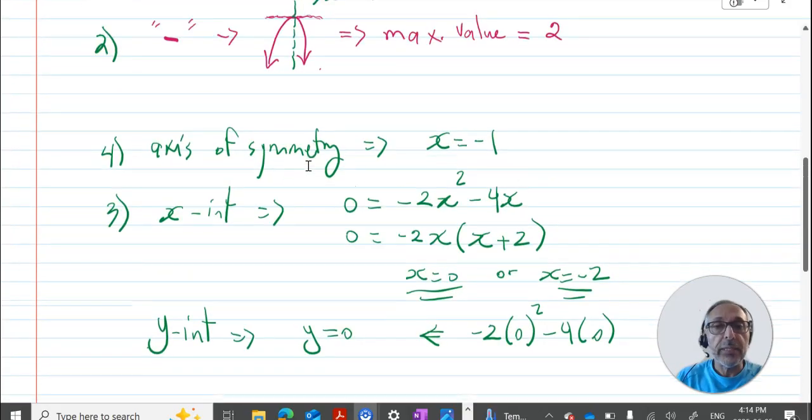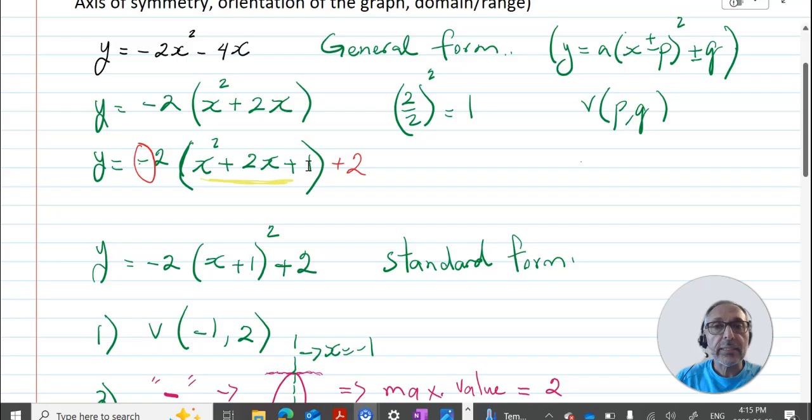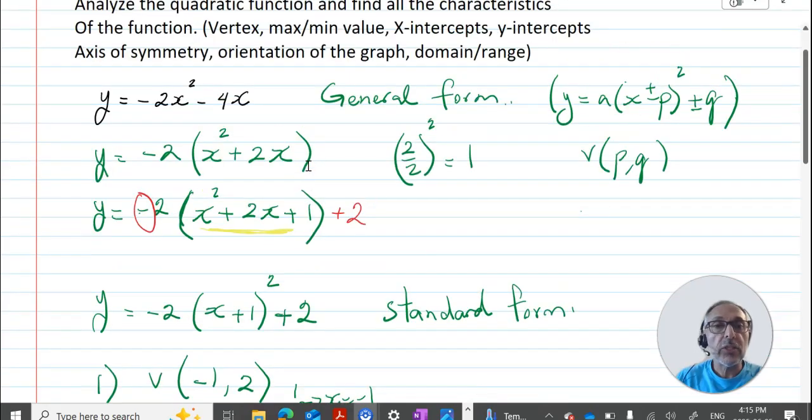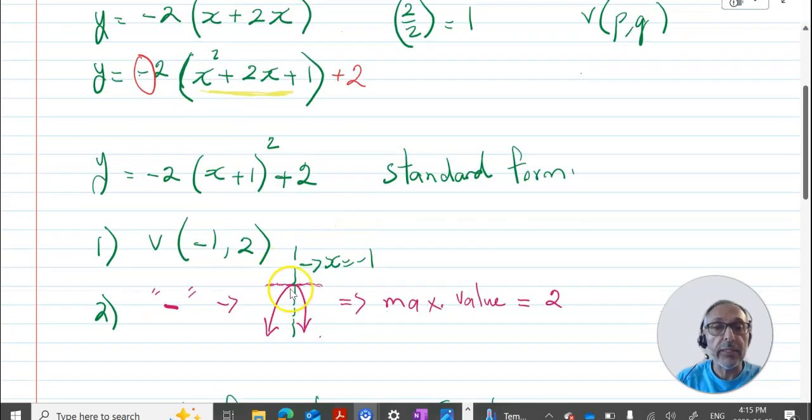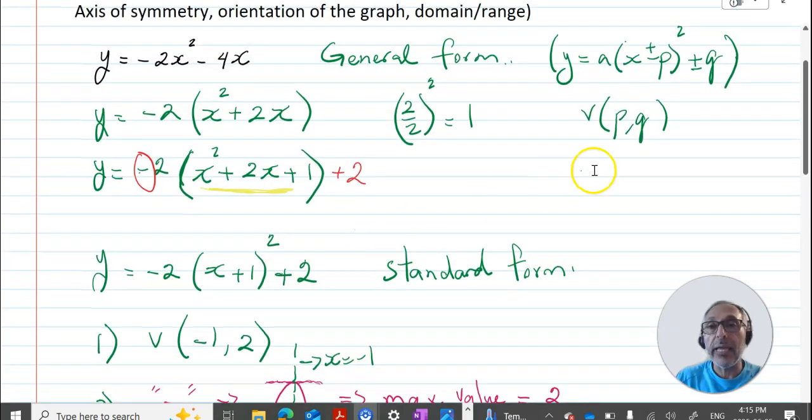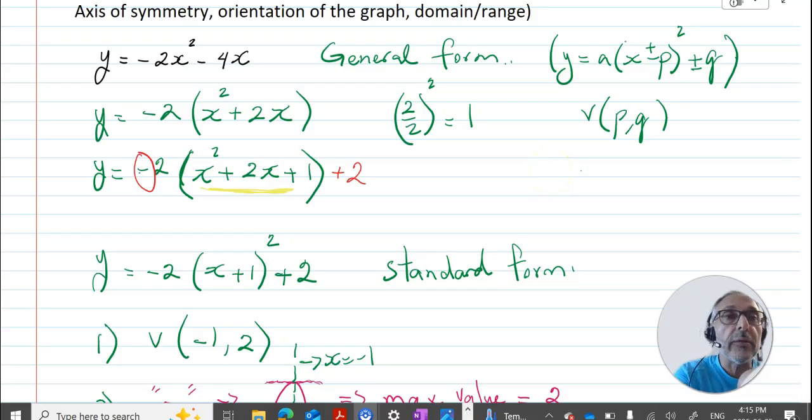And the last piece that the question is asking: domain, range, and orientation of the graph. Now, we already answered the orientation of the graph. The graph is upside down. Okay, we've done that right here because of the negative leading coefficient. Okay, and in this case, A, so when A is negative, let me write a note here.